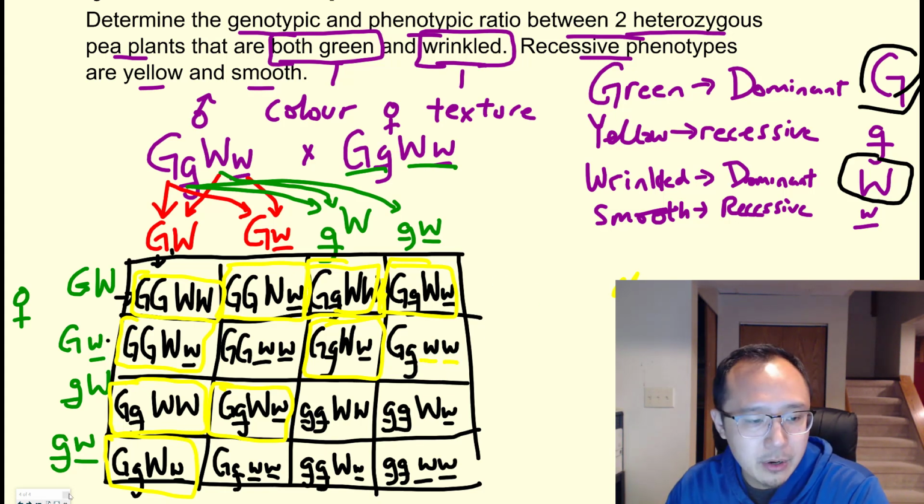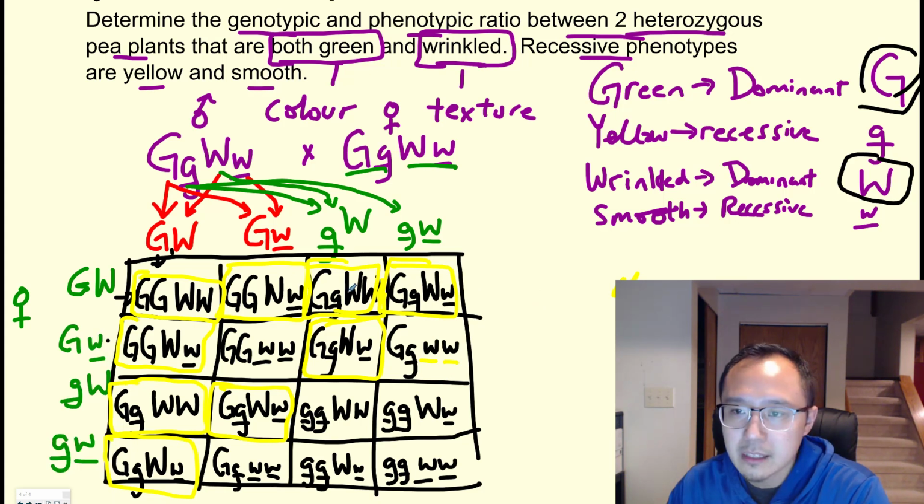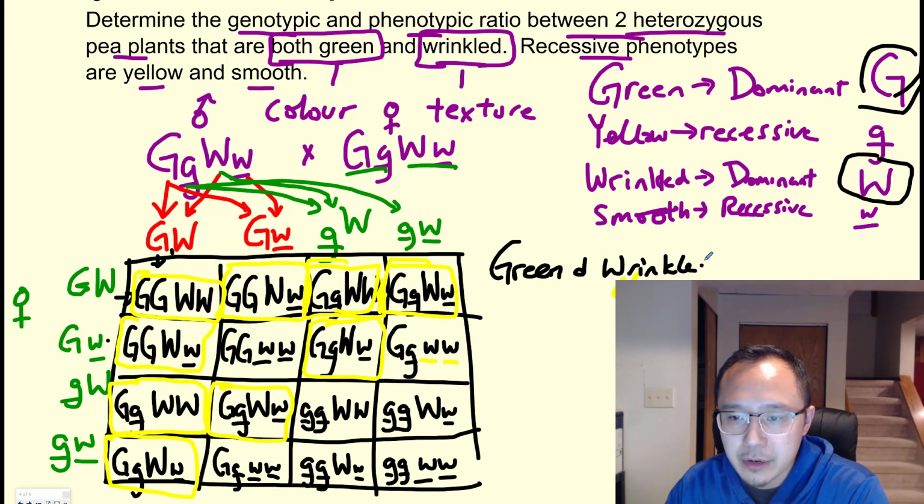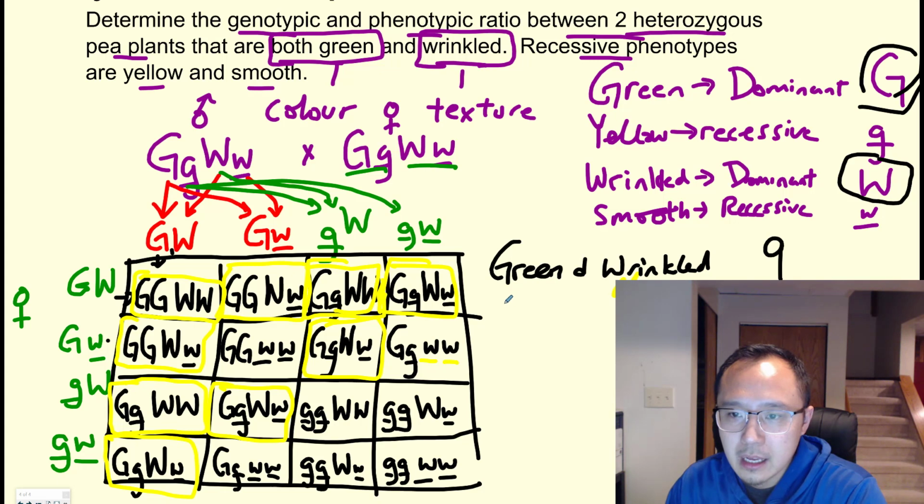So my phenotype here is, now I need to count the boxes, but these are my dominant phenotypes. That means that I'm going to have green and wrinkled. And how many do I have here? I have 1, 2, 3, 4, 5, 6, 7, 8, 9. So I have 9 of them that are green and wrinkled. What about if I have green? Now I'm going to look at the dominant for color, but now smooth, recessive. So I'm looking at recessive for W.